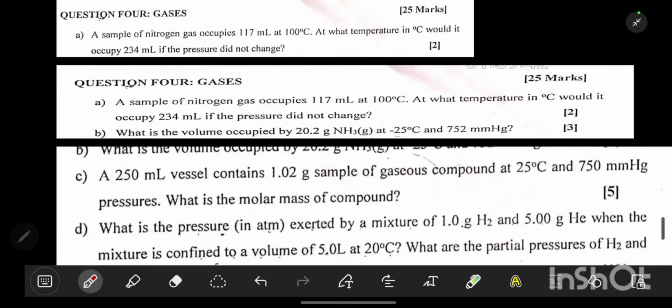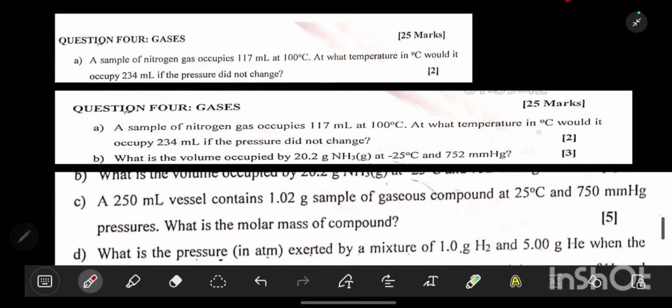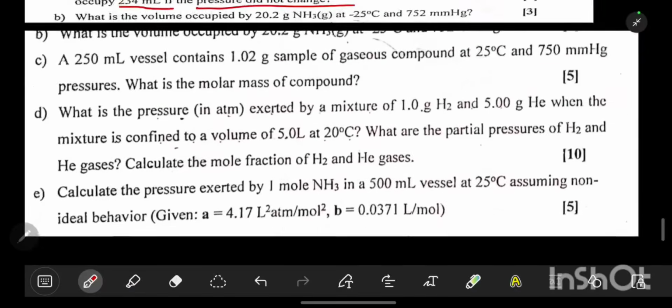The last part is gases. A sample of nitrogen gas occupies 117 milliliters at 100 degrees Celsius. At what temperature in degrees Celsius would it occupy 234 milliliters if the pressure does not change? If the pressure does not change, we are looking at Charles' law. So let's answer the question.